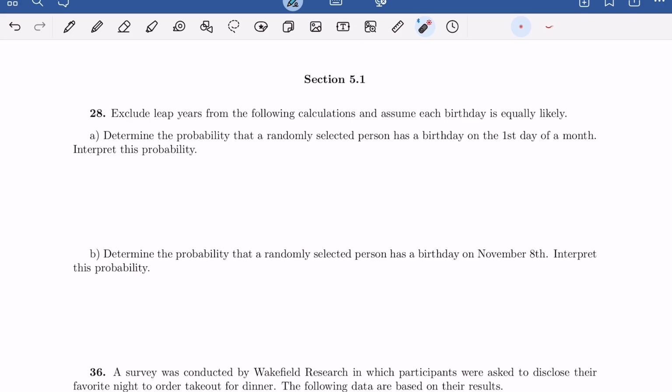So for part A, determine the probability that a randomly selected person has a birthday on the first day of a month, and we want to interpret this probability. So we know that there are 365 days in the year, and so we're going to assume that a birthday is equally likely to fall on any day of the year. So this means the sample space is going to contain those 365 days, and they are 365 equally likely outcomes.